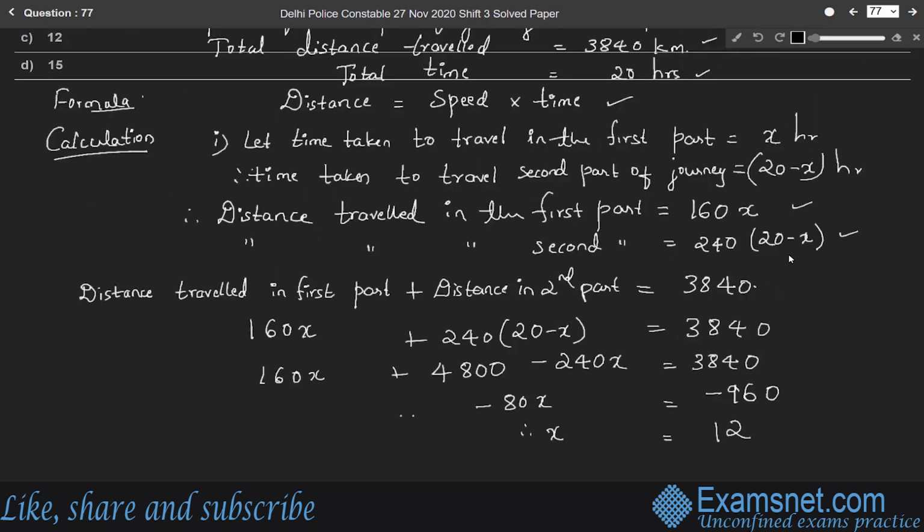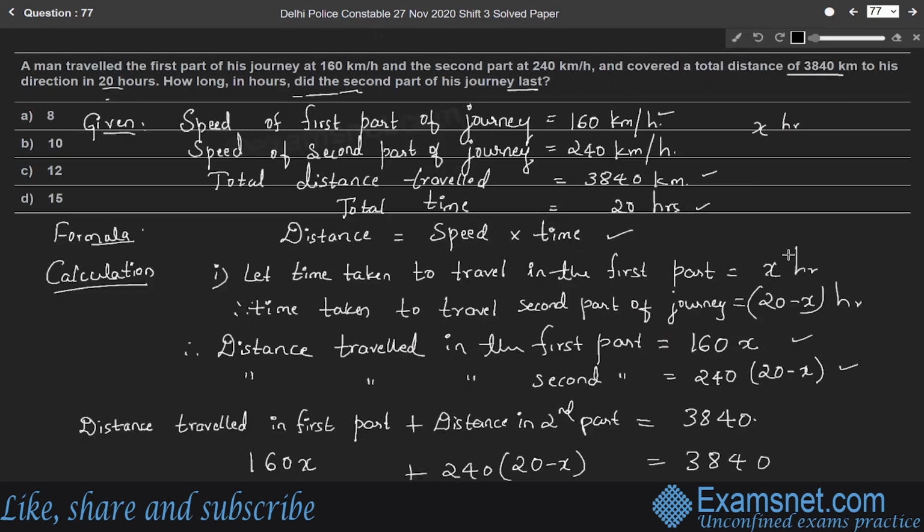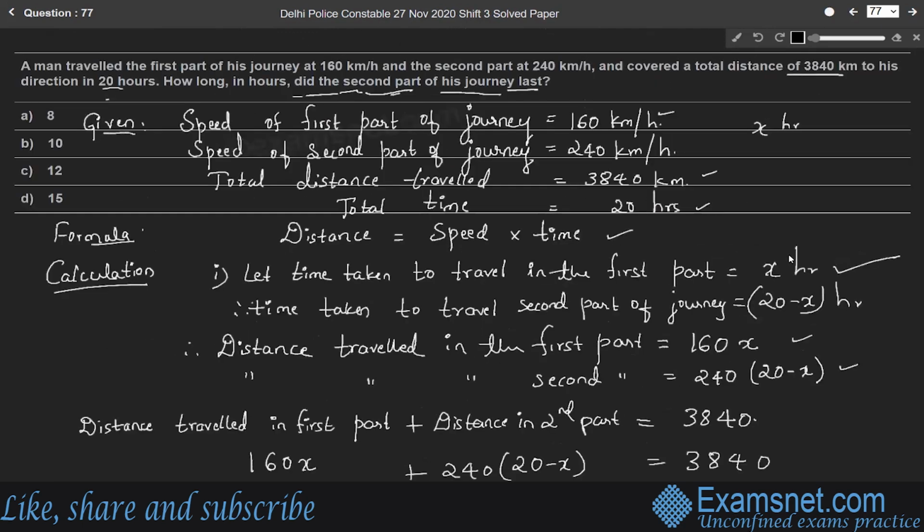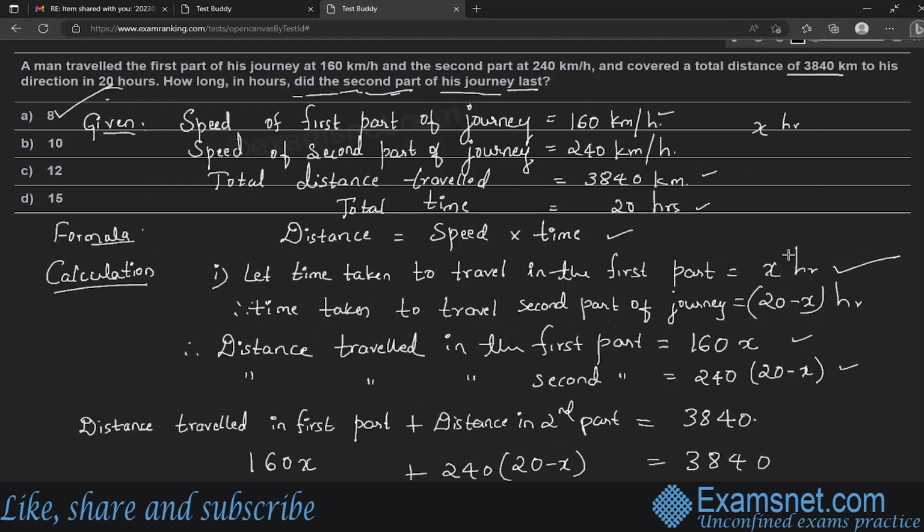So what is x? Let x be the time taken to travel in the first part. Right? Therefore, according to the question, time taken to travel in the second part. So how long in hours did the second part of his journey last? The time taken to travel the second part of the journey is equal to 20 minus x. It is 20 minus 12, which is 8 hours. Therefore, the answer is option A, 8 hours.